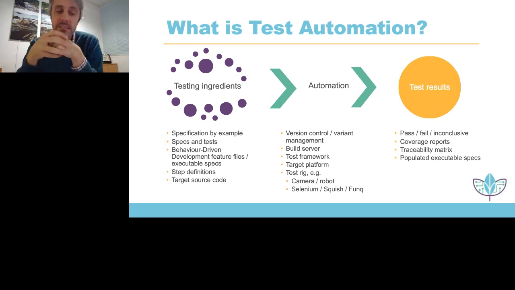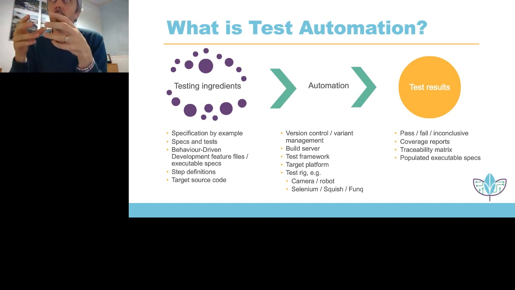So all of these ingredients may exist already. They get pulled in by a build server into your automation. They pull the right, matching versions of everything into the test framework and squirt it onto a target platform. And then there's a test rig to stimulate that target platform. That might be a robot camera, or it might be something a bit more software oriented, like Selenium or an equivalent. And then out pops your test results, your coverage reports, traceability matrices, and if you're into executable specifications, your nicely populated executable specs. So that's what it is.